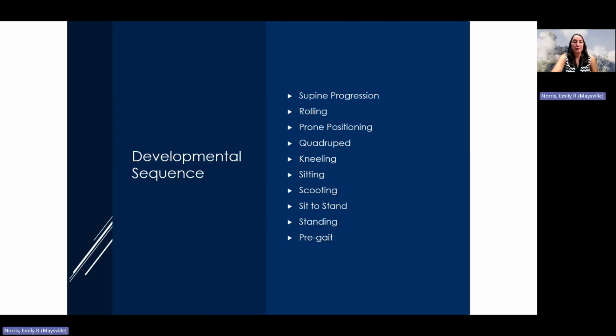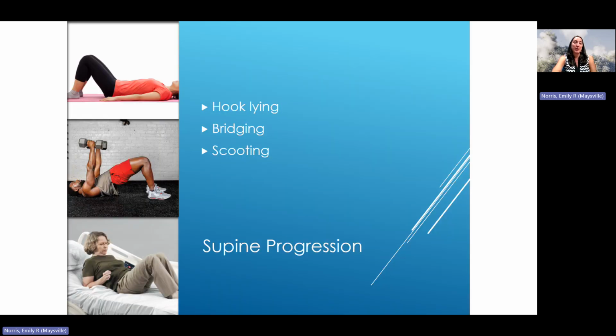All right, so we're going to go through the developmental sequence from supine to rolling to prone to quadruped, kneeling, sitting, scooting, sit to stand, standing, and then pre-gait. We're just going to quickly mention the different movements in each category. With supine progression, when you're teaching somebody bed mobility, you first work on hook lying, then bridging, and then scooting, because they have to bridge up to scoot. Of course, I wouldn't start out with bridging with weights, it's just a picture I found.